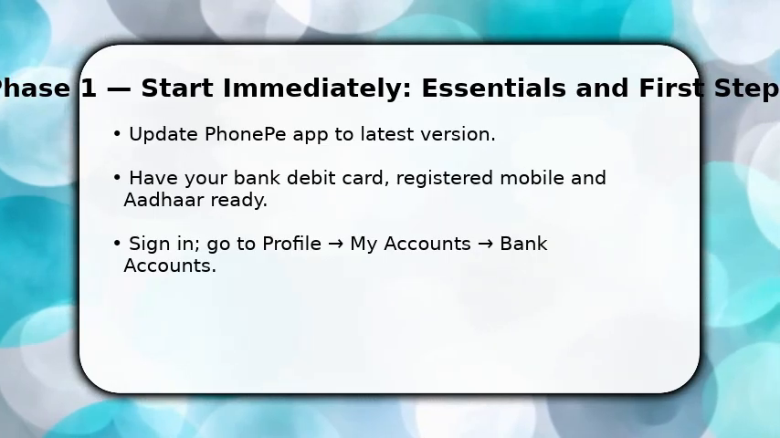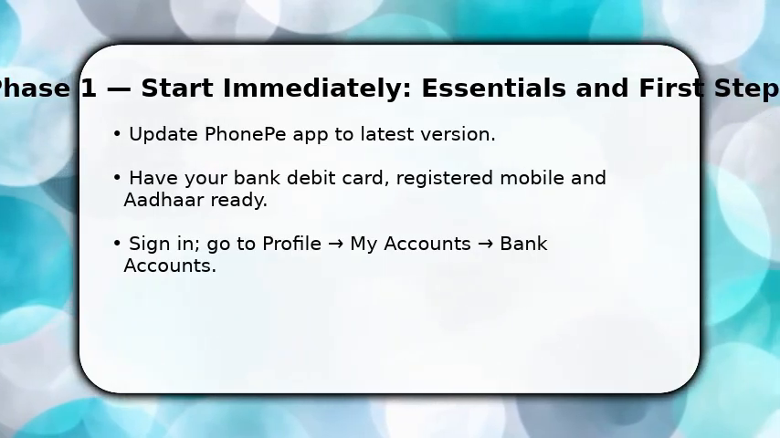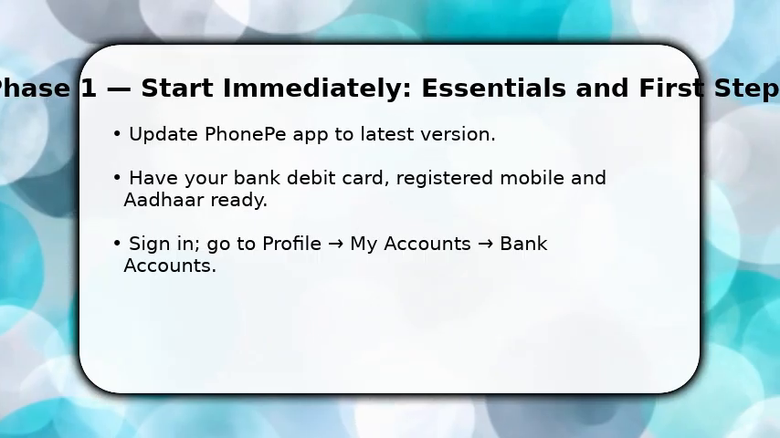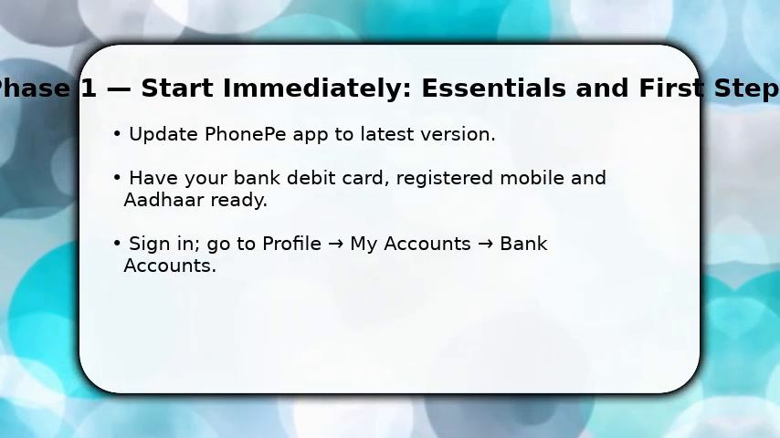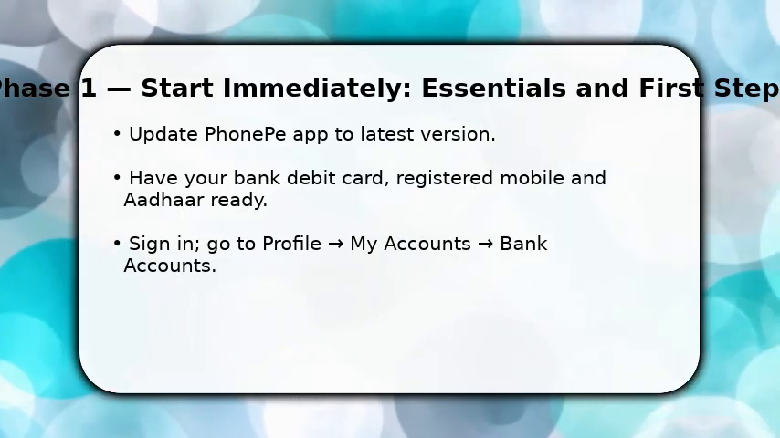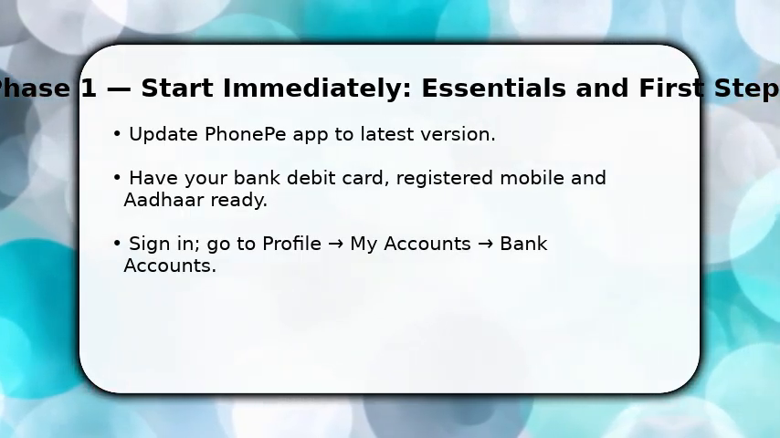Enjoy the video. You start inside PhonePe, update the app and sign in so changes sync. Once you're in, navigate to Profile, then My Accounts, and open Bank Accounts. You do this because the UPI ID and linked mobile are controlled by your bank entry here.